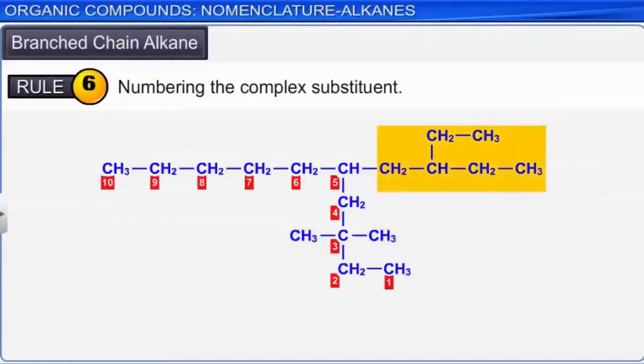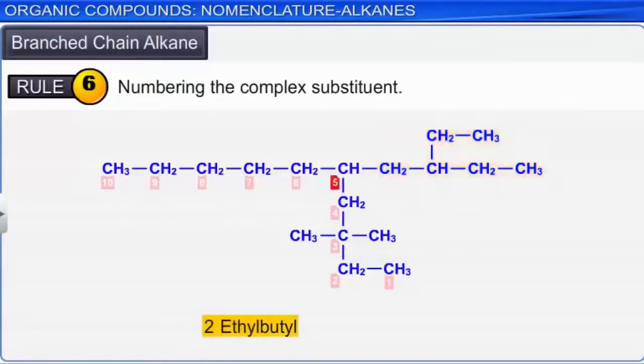As there are 4 carbon atoms present, the alkyl group is butyl. The ethyl group is attached to the second carbon atom. Hence, the name of the substituent is 2-ethyl-butyl. The substituent 2-ethyl-butyl is attached to the 5th carbon atom of the parent chain. Hence, it is 5-(2-ethyl-butyl). Here, 2-ethyl-butyl is written in parentheses.